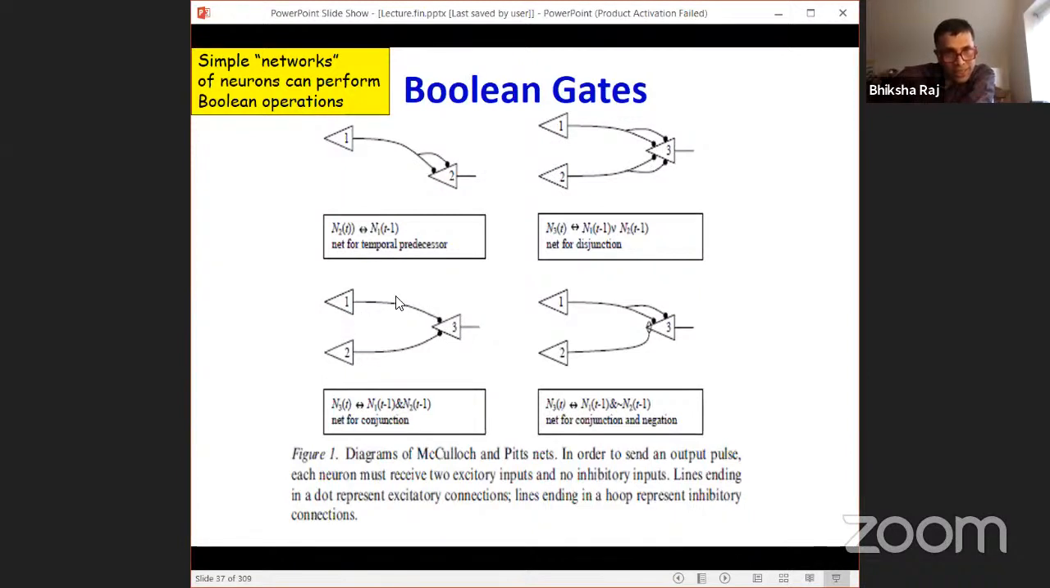Here, three gets a single input from one and a single input from two. So the only way three is going to fire is if both one and two fire. So this is one and two.